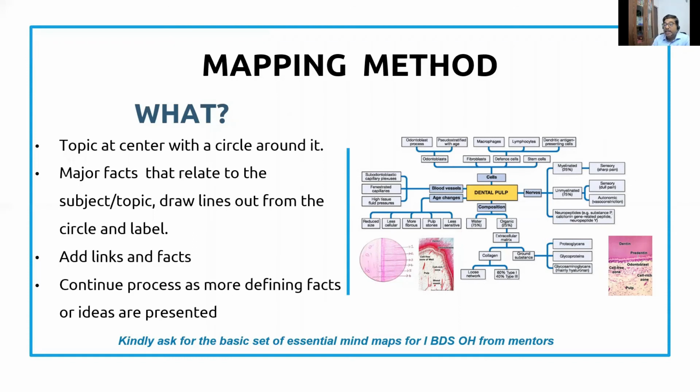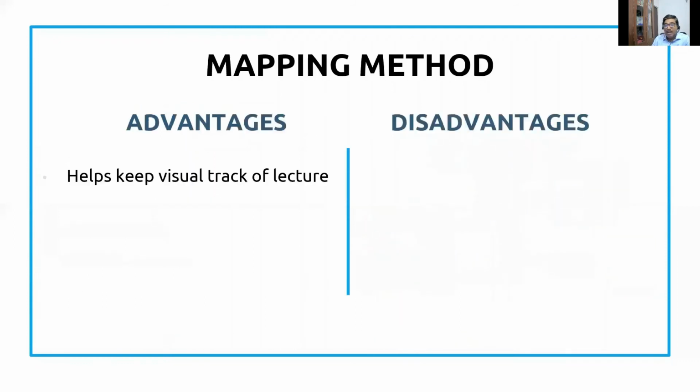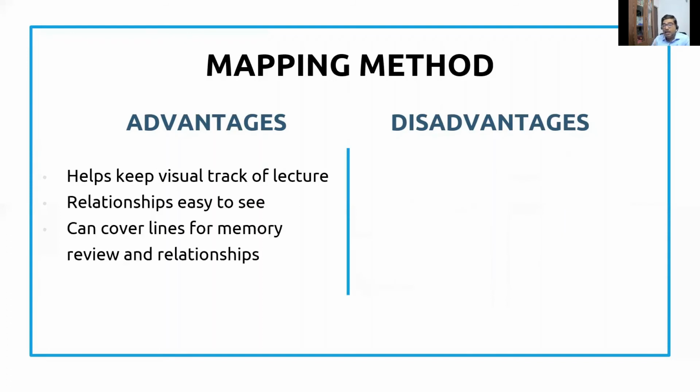We have already kept a basic set of essential mind maps for first BDS oral histology. You can collect it or request it from your mentors, or come back to me for the images again. The advantage is that it helps to keep a visual track of the lecture. The relationship between the topics is easy to see, and you can cover lines for memory, review, relationship. It is your own concept. Visual memory is the most solid memory, that pictorial or diagram effect.